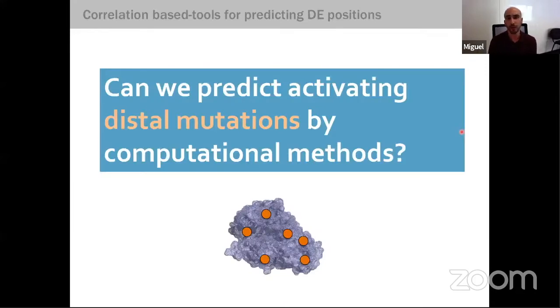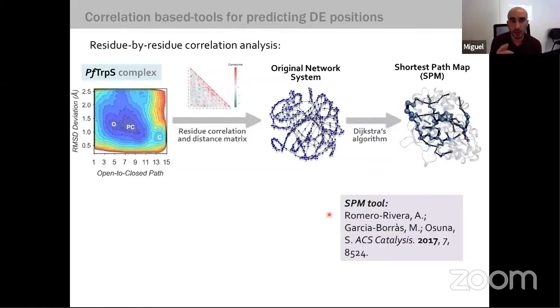Then, once we have finished with the analysis of the conformational ensemble, we are interested in whether we can predict activating distal mutations by computational methods. Well, this is actually a very difficult task. In order to do that, we relied on residue by residue correlation analysis, tools that have been successfully applied before to study allosteric properties. In a recent study, our group used these tools to predict directed evolution mutations in the case of retroaldolase, and they successfully identified many of the directed evolution positions.